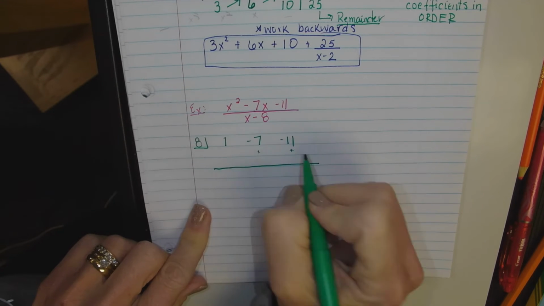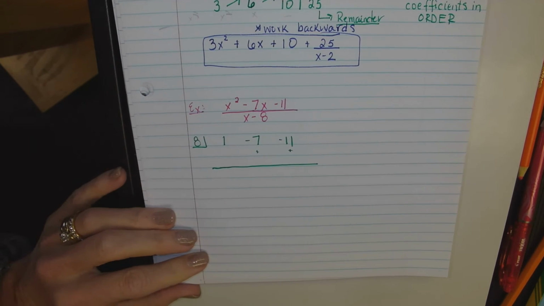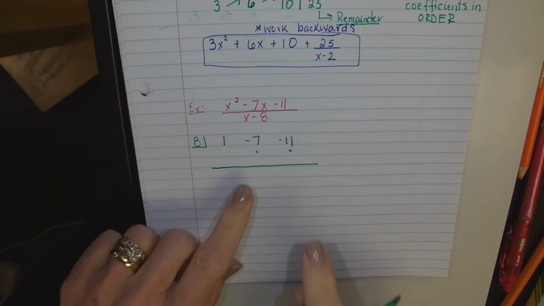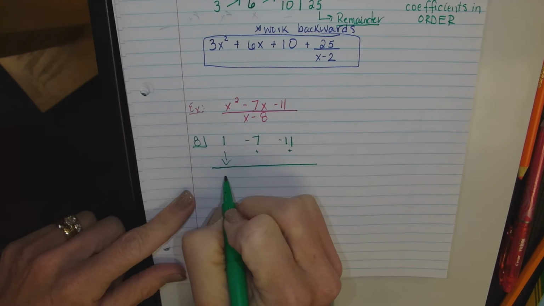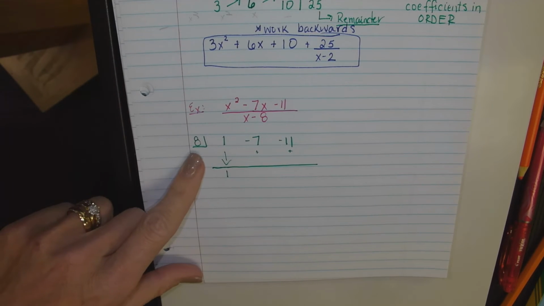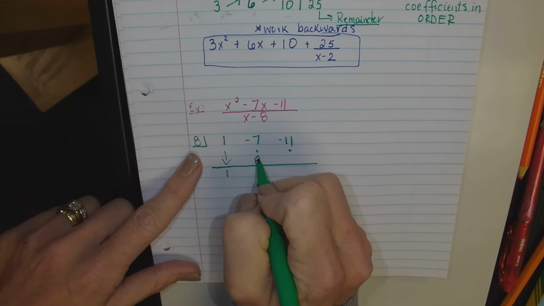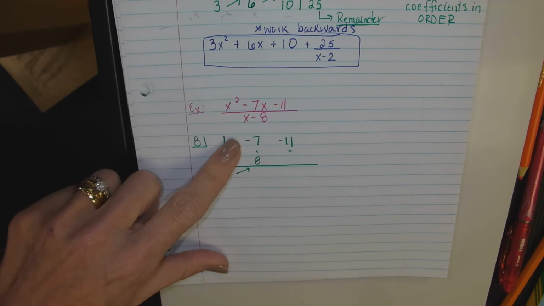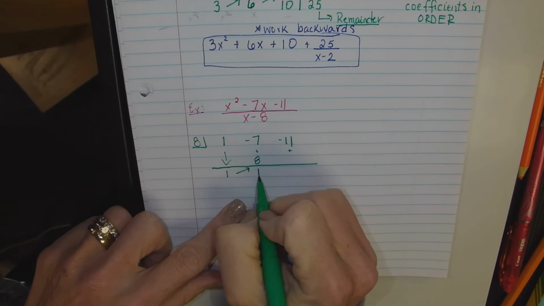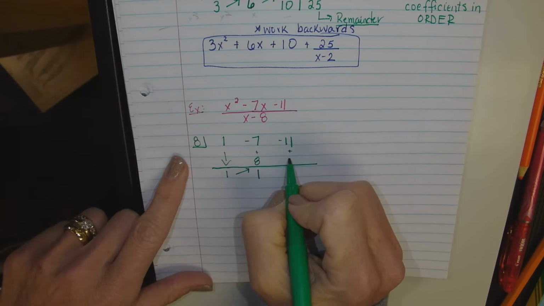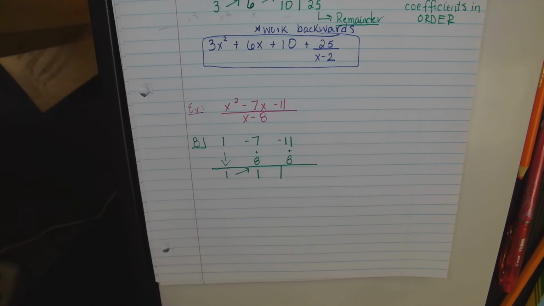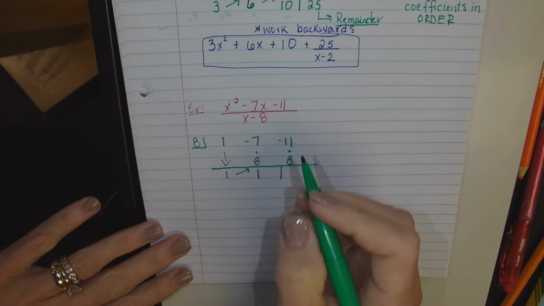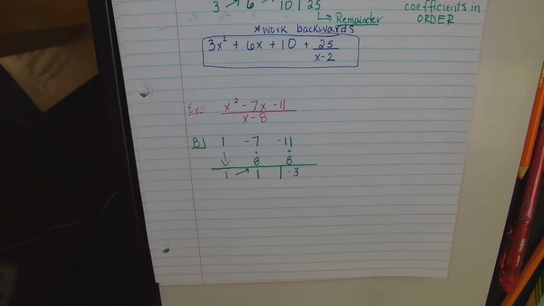If you want to go ahead and write your addition symbols, go for it. So just write the opposite symbol. In the middle, you always add. So here, you're going to bring down the 1. 1 times 8 is 8. So what's -7 plus 8? 1. Again, what's 1 times 8? 8. Do your little square at the end. What's -11 plus 8? -3. Okay.